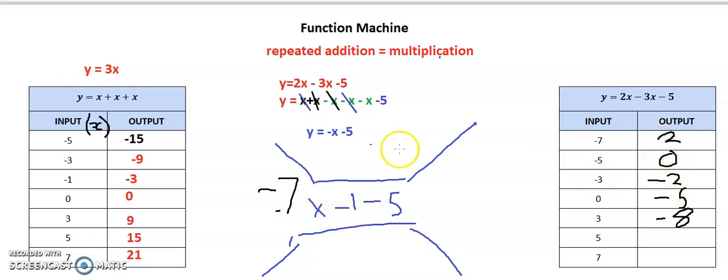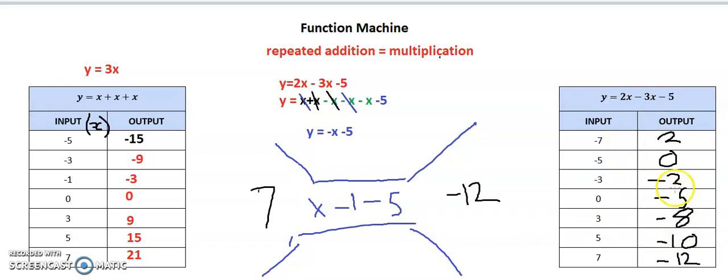And we go the opposite way now. So we've got it when it's positive 5. 5 times negative 1 is negative 5. Negative 5 take 5 is negative 10. And likewise, if it's 7, 7 times negative 1 is negative 7. Negative 7 take 5 is negative 12.